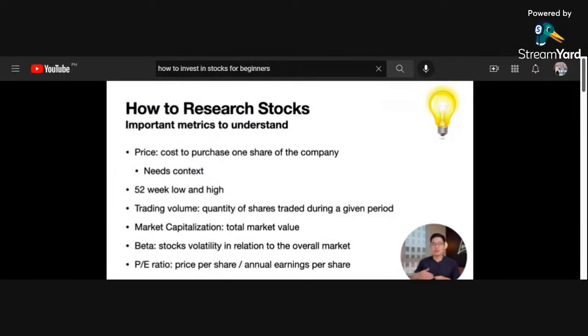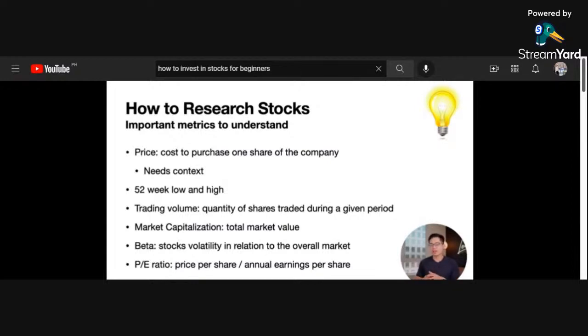So now that we've talked about the different types of orders, let's talk about how you can research stocks. And there are definitely some very important metrics to understand. First, of course, is your price. This is the cost to purchase one share of that company. But that price itself needs some context because you're not going to know how many shares there are in total by just looking at the price. What you need to do is you need to know how many shares there are in total.